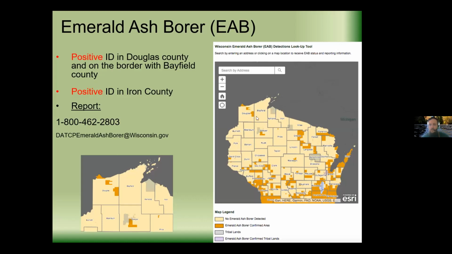So they're over here. We just haven't caught one here yet. We've got them to the south. We've got them to the southeast. We've got them all over to the west. So they're here. We also have positive ID now in Iron County since the map was made. So they're all around us. They're coming. It's sort of the march of doom. There's no real way around them.